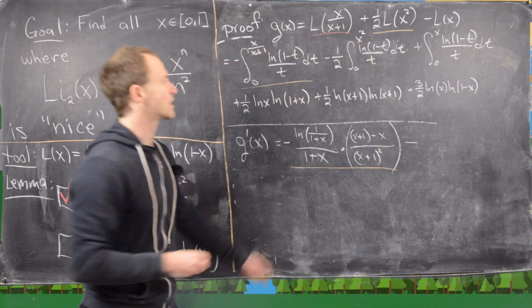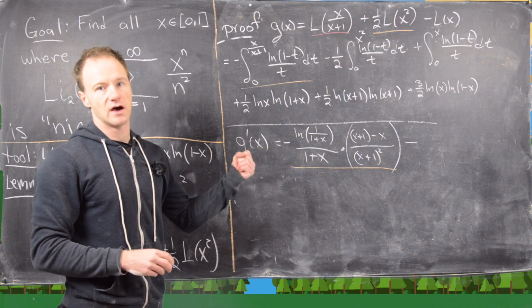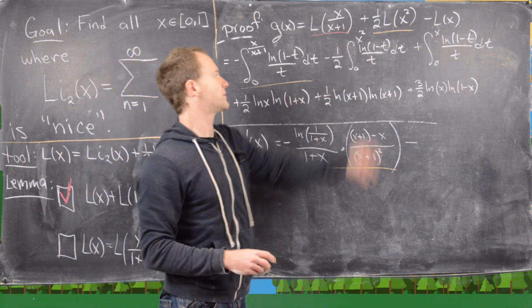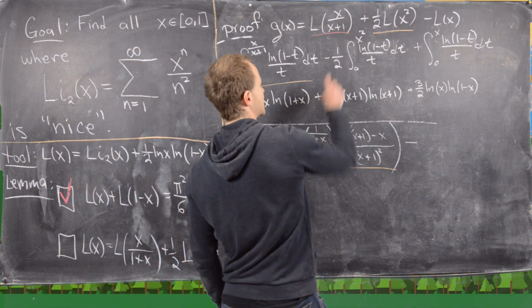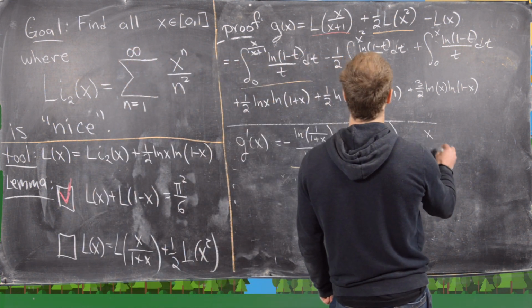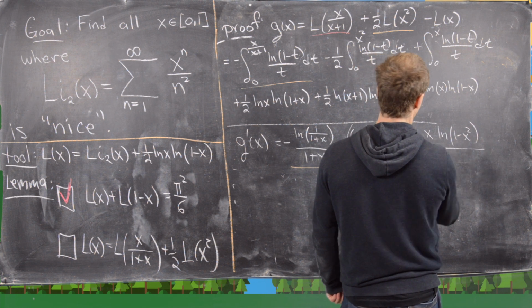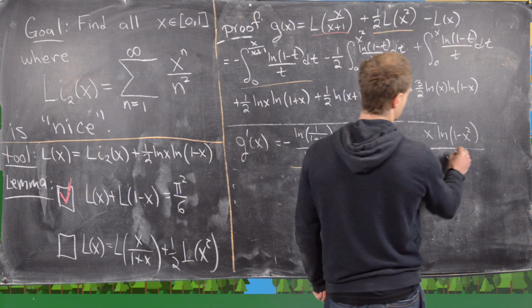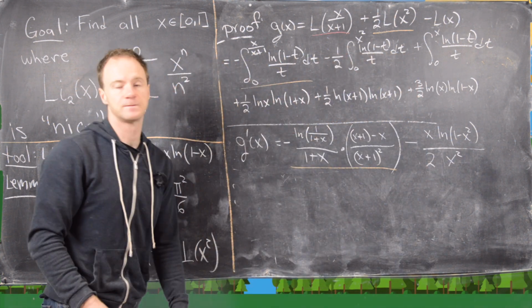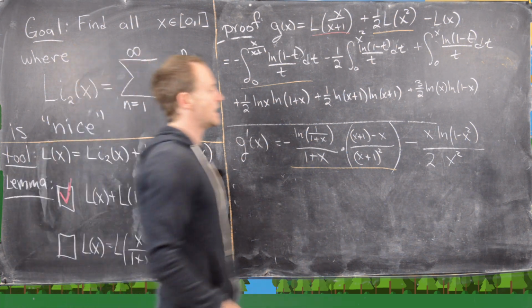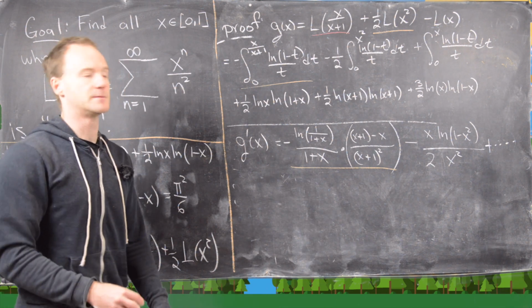So notice we're going to plug x squared everywhere we see t and remove the integral, and then we have to multiply by the derivative of x squared, but that's nice, that's just 2x. So that's going to cancel this, and we're going to get minus x times the natural log of 1 minus x squared all over x squared. And then I have a 2 in the denominator still. Okay, good. And then maybe plus dot dot dot for the rest of them.